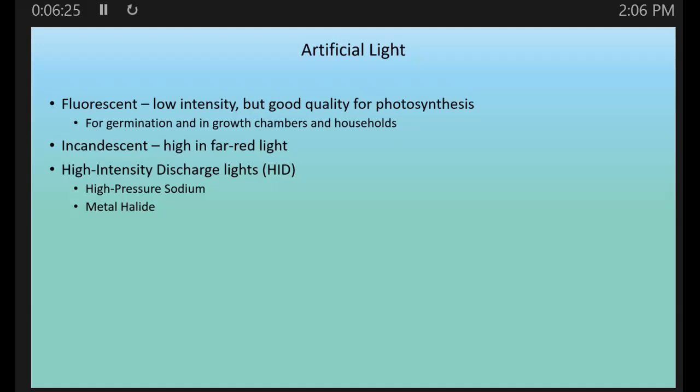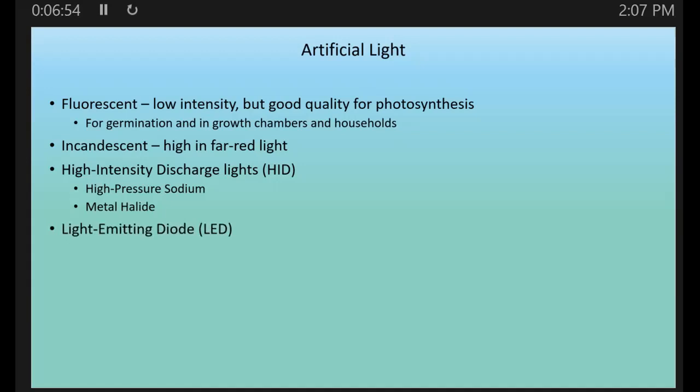But high pressure sodium and metal halide are very common as light augmentation in greenhouses because they're pretty potent in terms of providing the right quality and intensity of light for augmenting when it gets cloudy, or if you want to extend the light period beyond sunset.